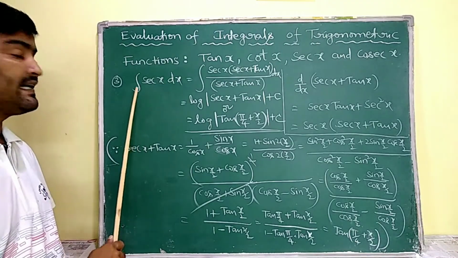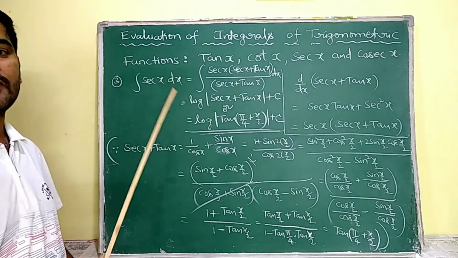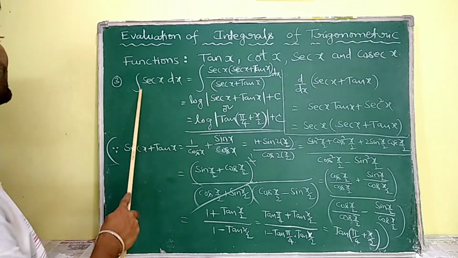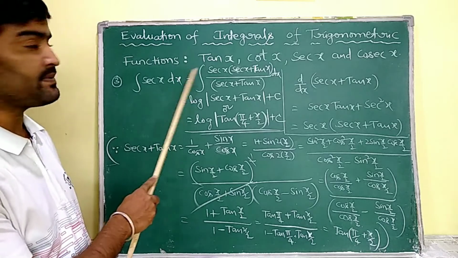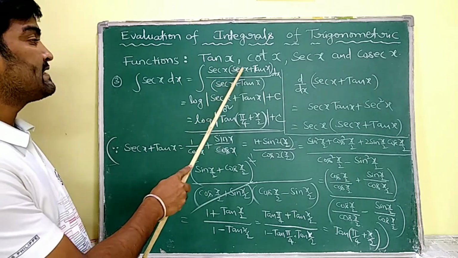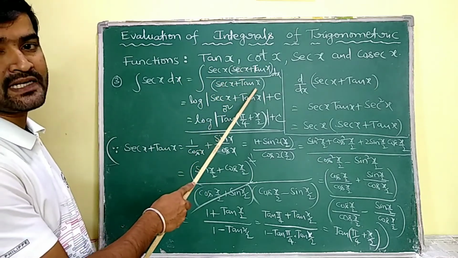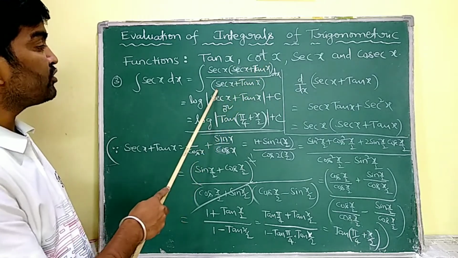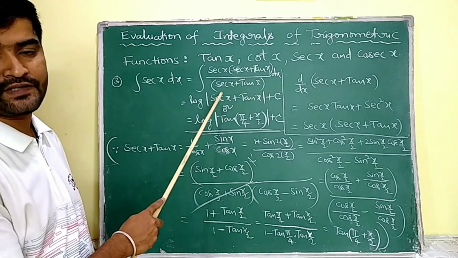The third formula here, integral secant x dx, we have to calculate. This integral secant x dx can be expressed as secant x into secant x plus tan x by secant x plus tan x. These two terms are going to be cancelled, then secant x dx is only left here.